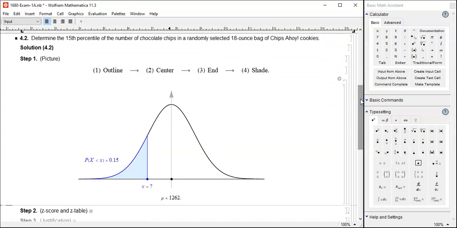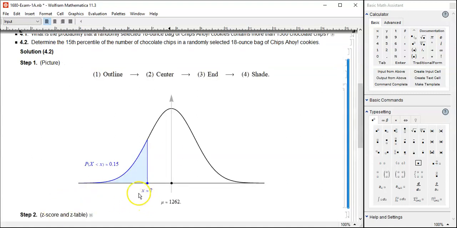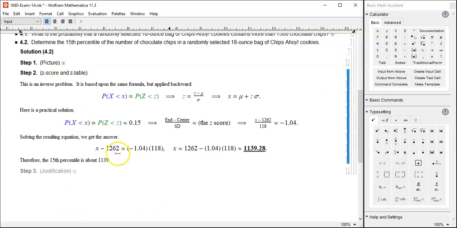And then you have to use the same formula, x minus center over SD, but this is going to go backward. Because you see, you don't know what this x is. You don't know the x. But you know the z-score. The x minus center over SD is the z-score associated to that 15th percentile. And I claim it is negative 1.04. Well, let's check it out.